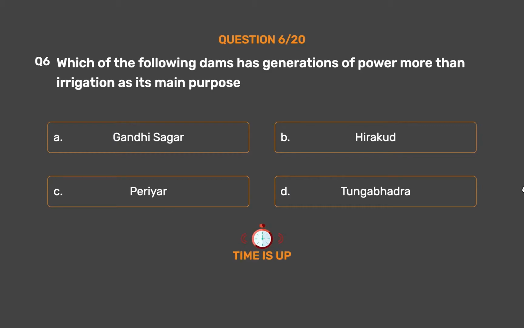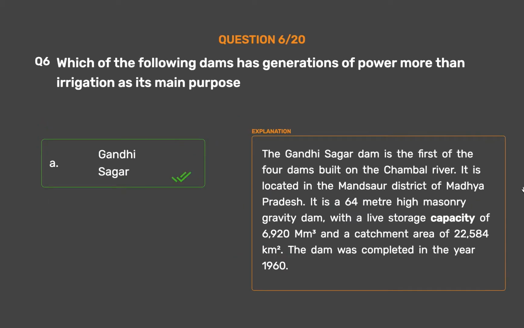The correct answer is Option A. Gandhi Sagar. The Gandhi Sagar Dam is the first of the 4 dams built on the Chambal River. It is located in the Mandsaur district of Madhya Pradesh. It is a 64-meter high masonry gravity dam, with a live storage capacity of 6,920 m³ and a catchment area of 22,584 square kilometers. The dam was completed in the year 1960.